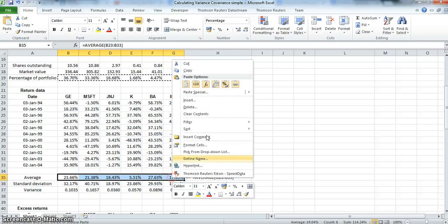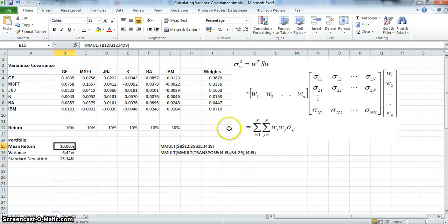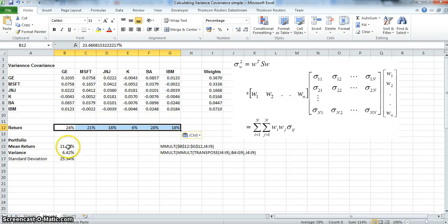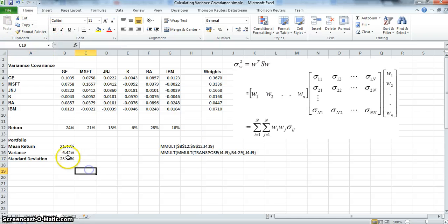If we go back and then find the mean level of return, the average return on each of the assets, and just paste special values, we get a mean return on this portfolio of 21%, and we have a variance of 6.42 and a standard deviation of 25.34%.